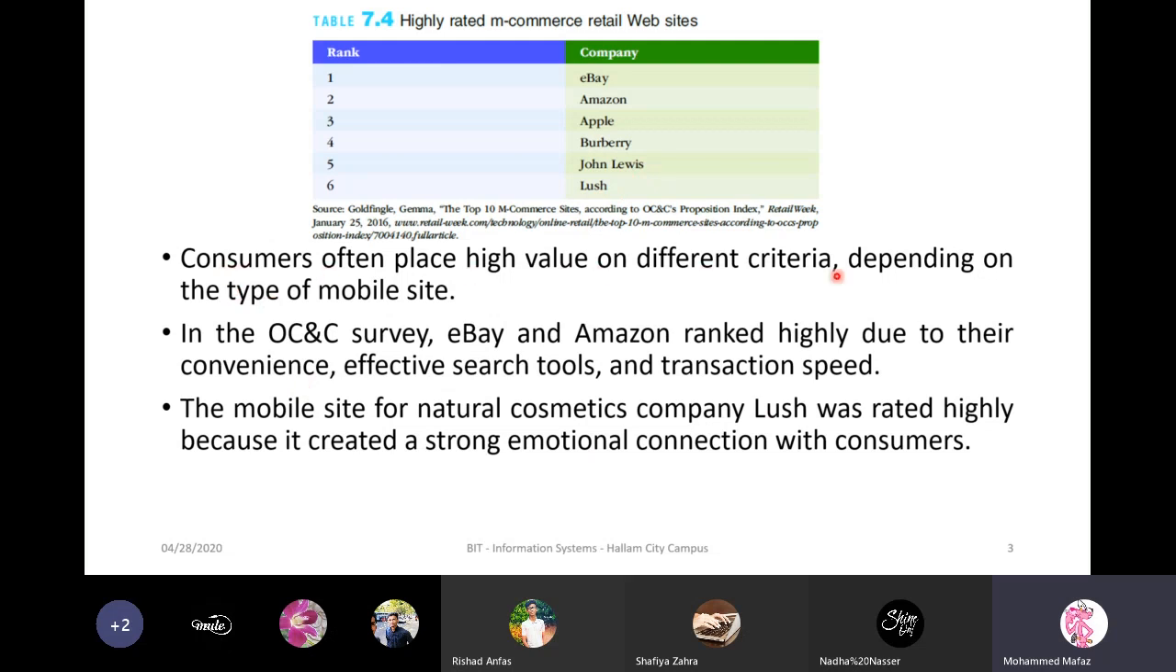Consumers often place high value on different criteria depending on the type of mobile site.